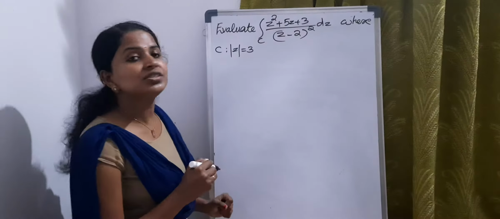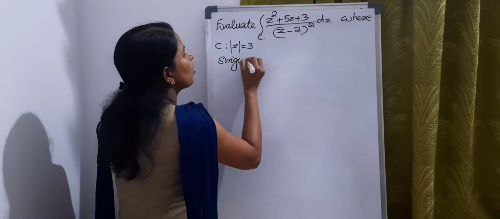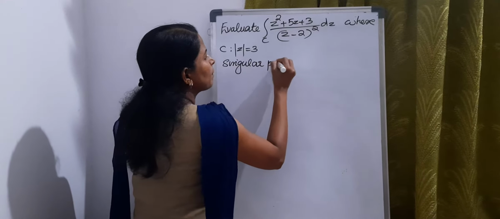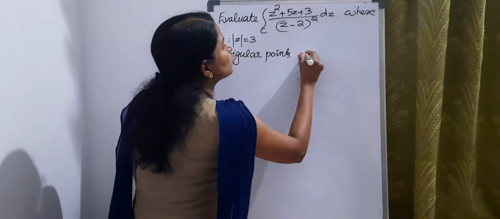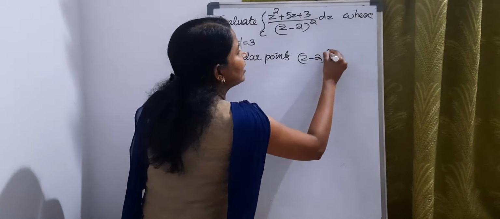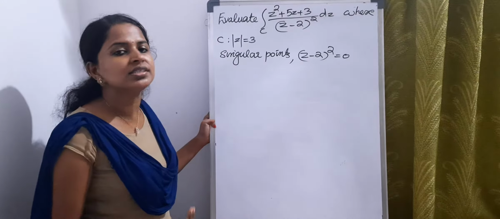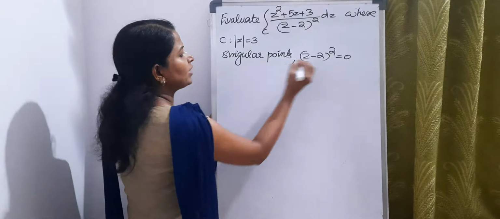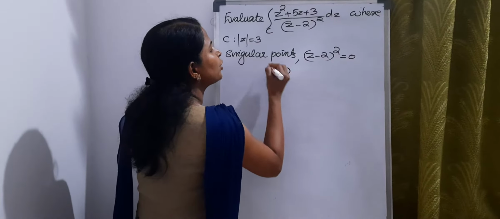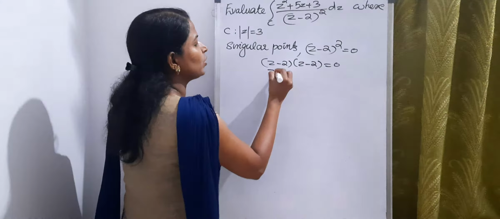So, first we evaluate the singular points, that is, the points at which the function does not exist. We equate the denominator to 0. That is, we get (z minus 2) into (z minus 2) equal to 0. That is z equal to 2.